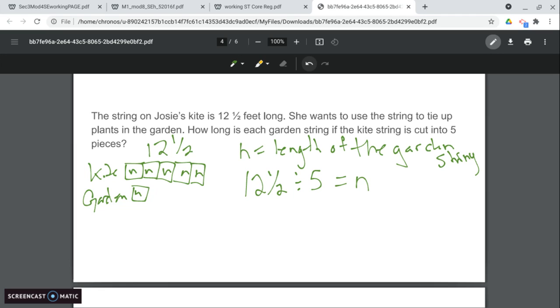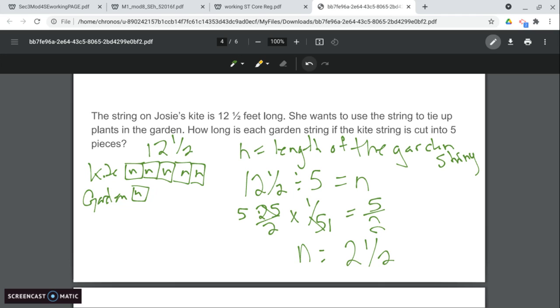So if we convert this into an improper fraction, 12 times 2 is 24, plus 1 is 25, so we have 25 over 2. Remember, same times flip, so times 1 over 5. Now, 25 and 5 can simplify, can cancel, so that becomes 5. This is just 1, so we have 5 over 2, which means that n equals 2 and 1/2. So each string is 2.5 feet long.